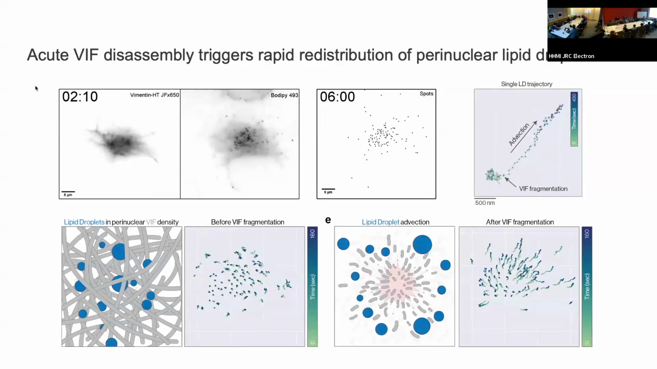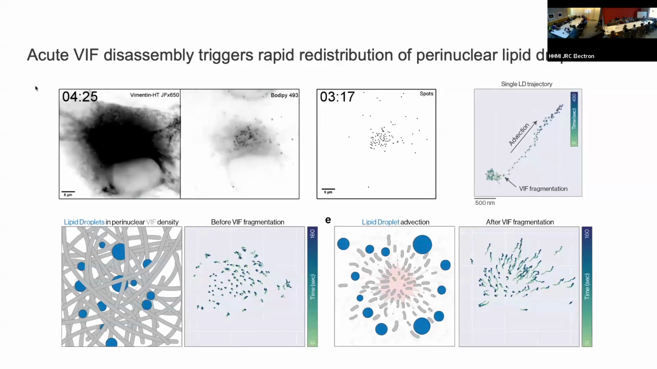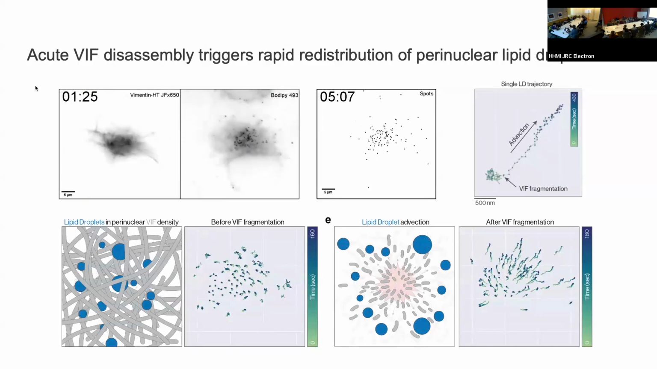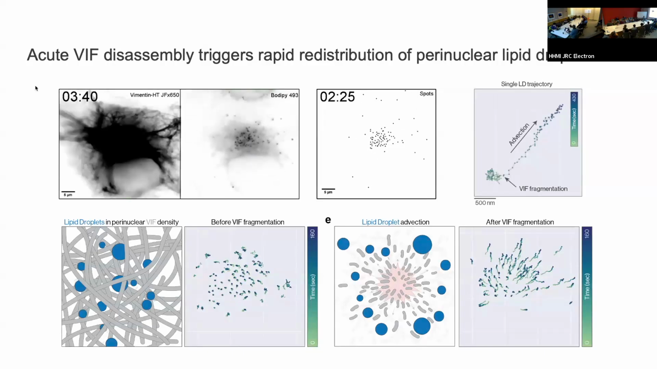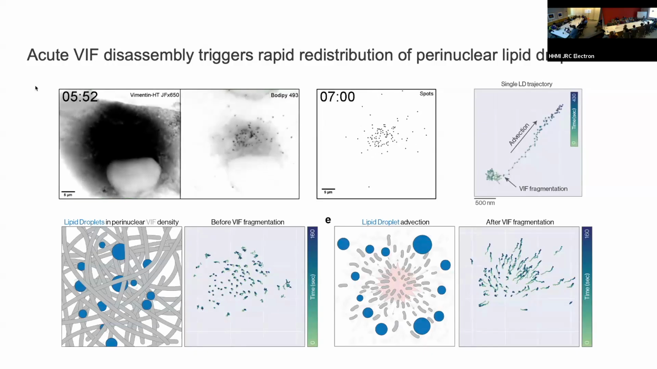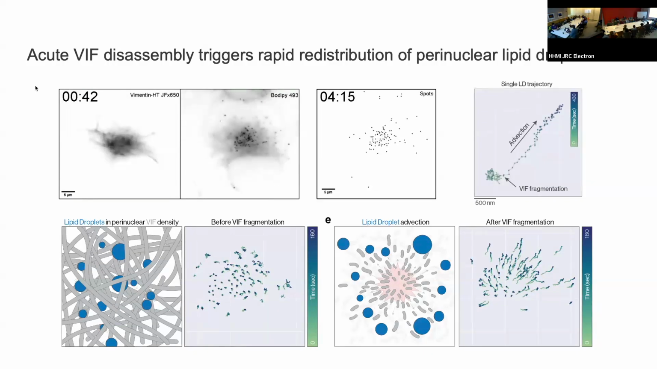Previously, you would have to do a knockdown or a knockout of vimentin, wait 72 to 96 hours, and then compare distribution of lipid droplets. And it's entirely possible that over that time period, compensatory mechanisms would have taken place, which would have changed their distribution at baseline.